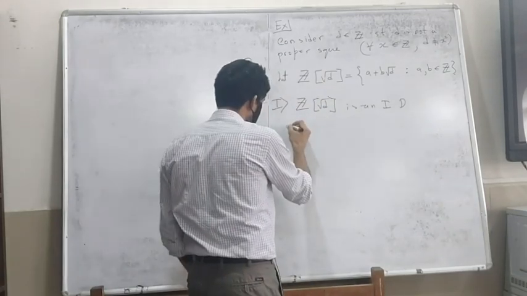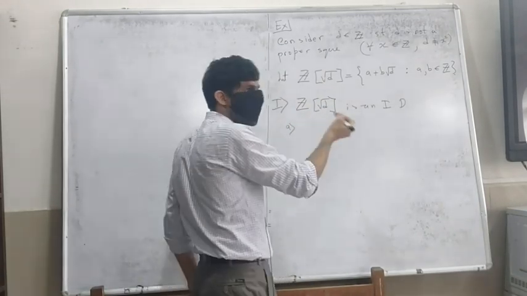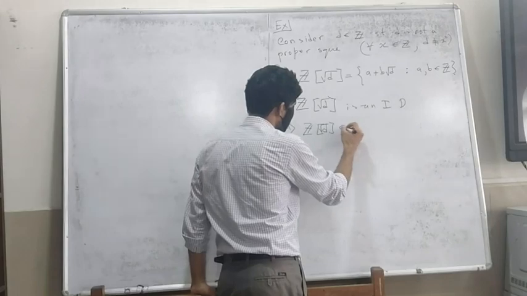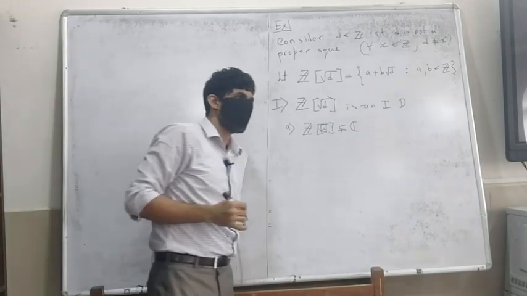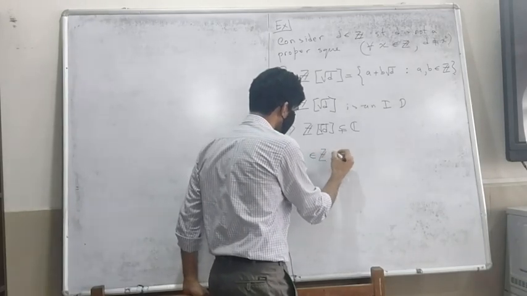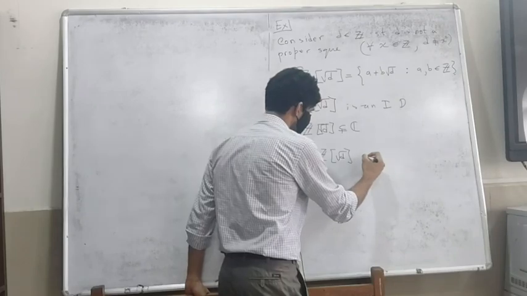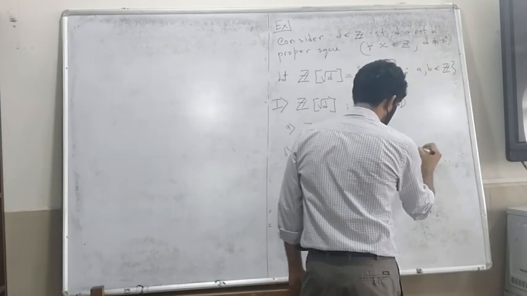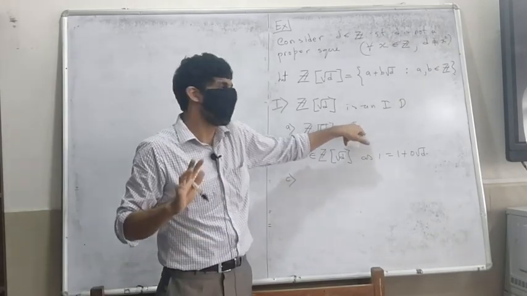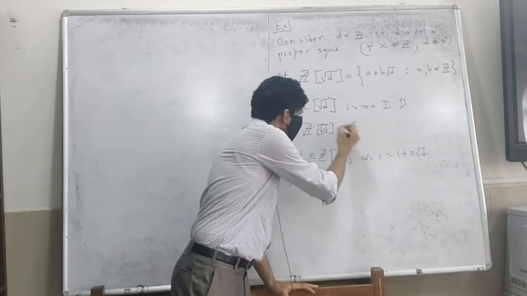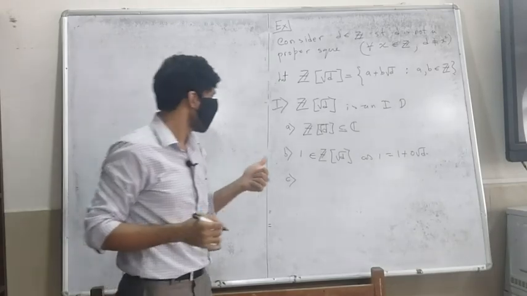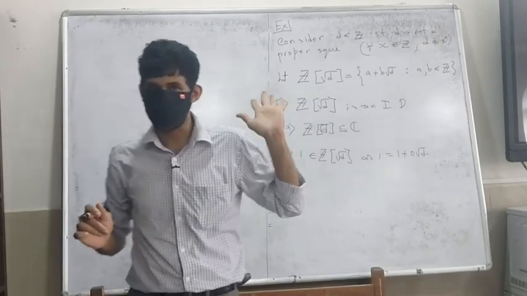How do I prove it? One, this is a subset of the complex number space. Okay, I'm going to just briefly write this. This is a subset of the complex numbers, and 1 belongs to this, because you can always write 1 as 1 plus 0 root D. So since this is in the complex numbers, we don't need to worry about commutativity, and we don't need to worry about zero divisors.